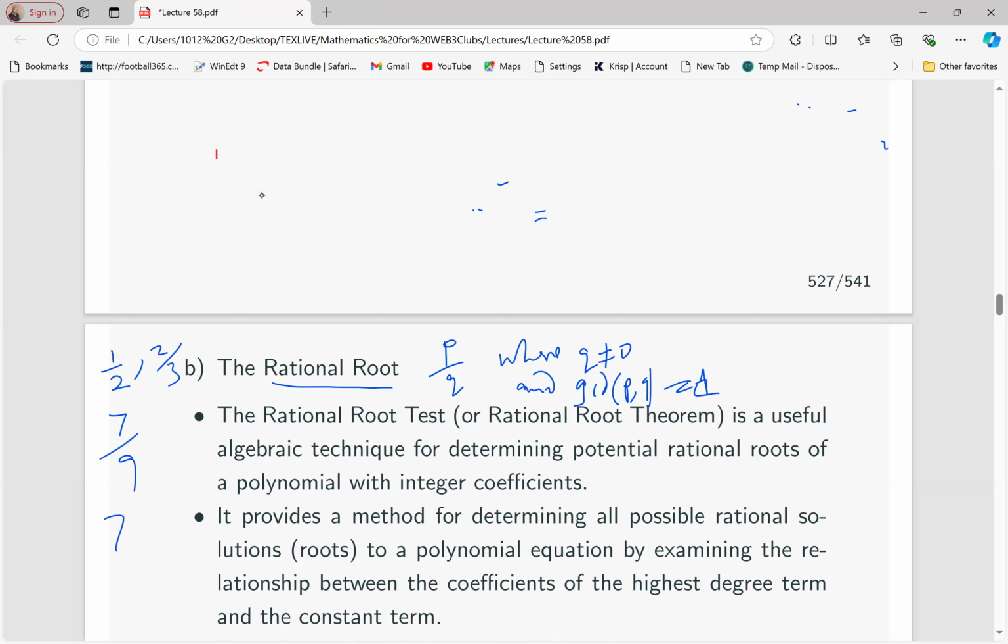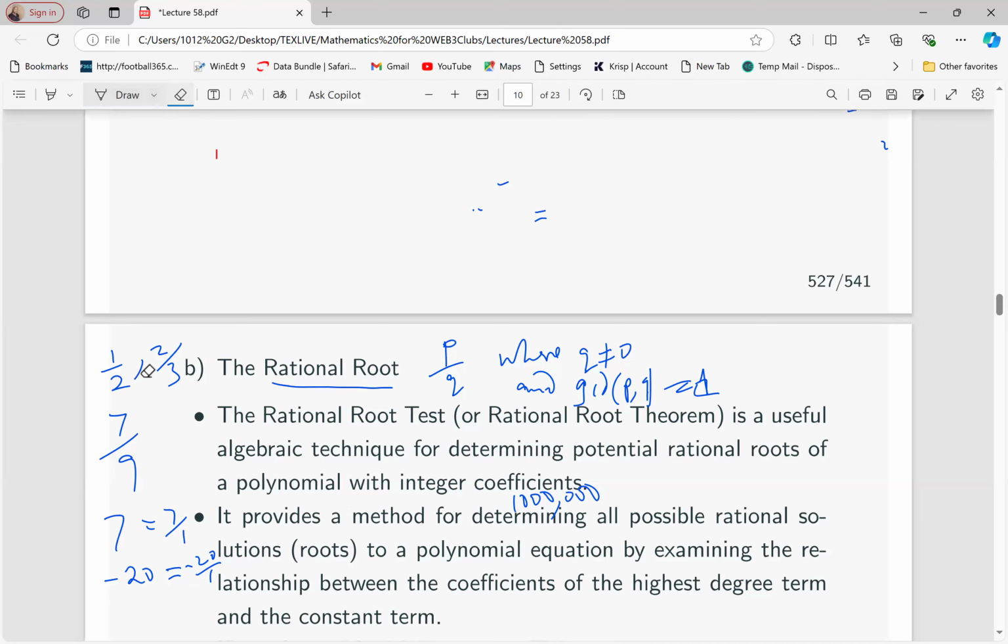A number like 7 is rational because it can be written as 7 out of 1. A number like -20 is rational because it can be written as -20 out of 1. A number like 1 million is rational. So all the whole numbers we know are rational numbers. All the fractions where the only common factor is 1 are also rational numbers. So we now know what rational numbers are.